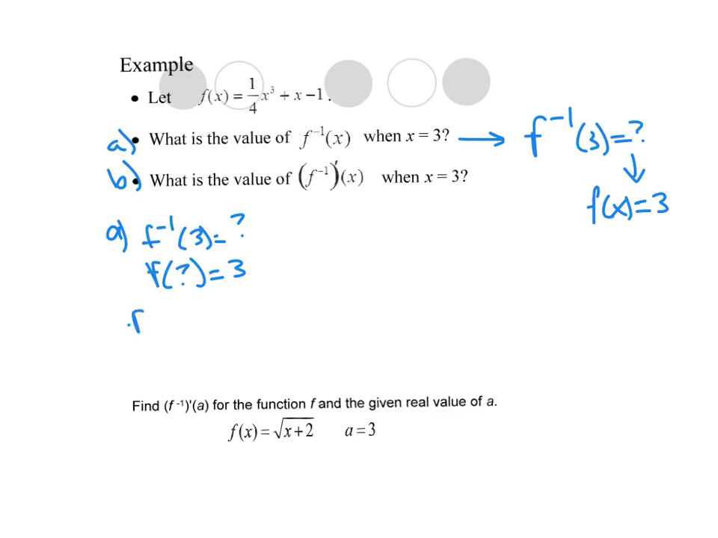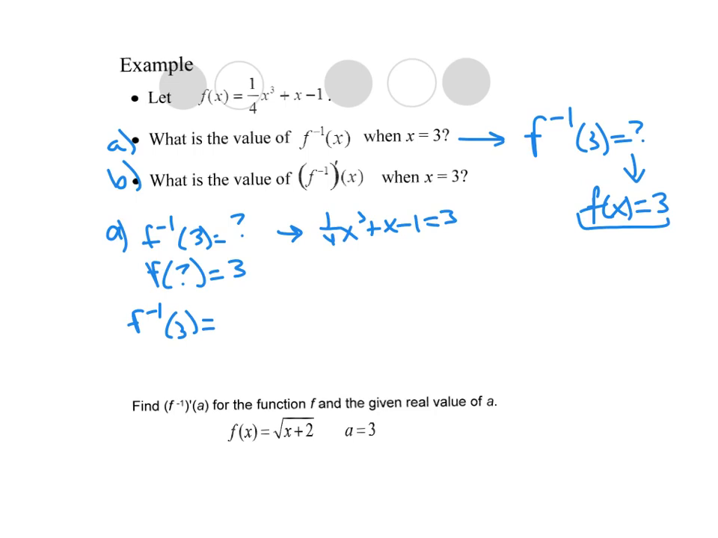Okay, so we're looking for where the inverse of 3 equals something, right? We want to figure out what that is. So what we can actually do is take our original function and set it equal to 3, which is, I know, weird for us, but to do this, I can just say 1/4 x to the third plus x minus 1 equals 3. Because remember, the y value for the original function is the x value for your inverse.